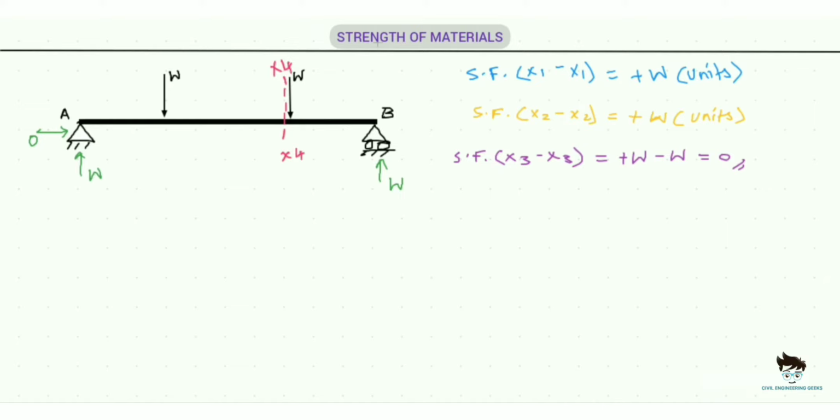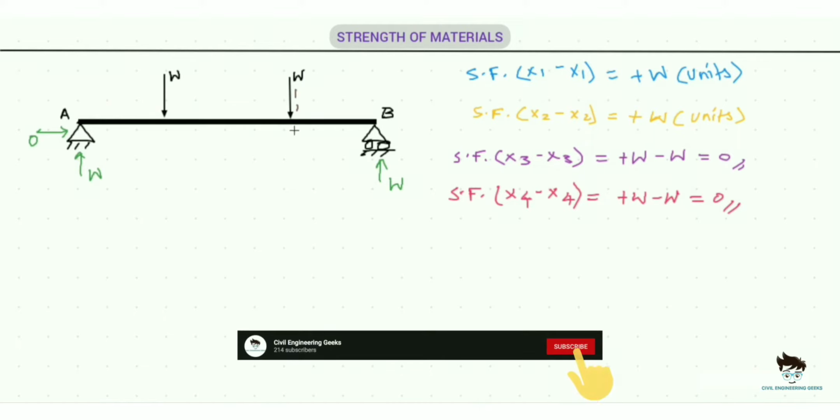Fine, moving on to find the shear force at section 44. So the shear force at section 44, when we consider the left side of the beam, we will get plus W, which is nothing but the reaction again, and minus W, which is nothing but the load. So we will get 0 again. Therefore, the shear force is going to be 0 from section 33 to section 44. Great.